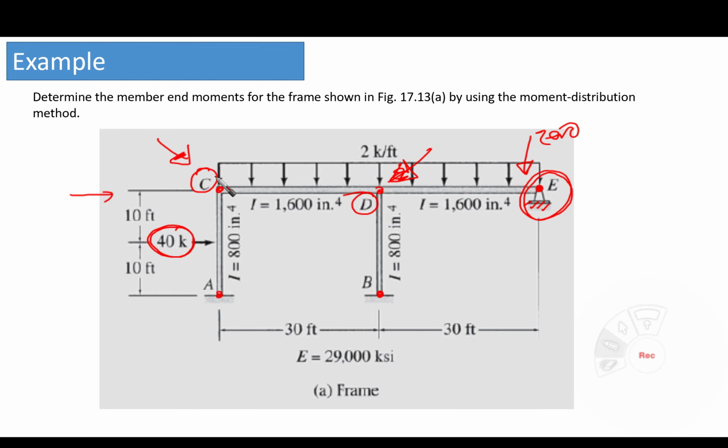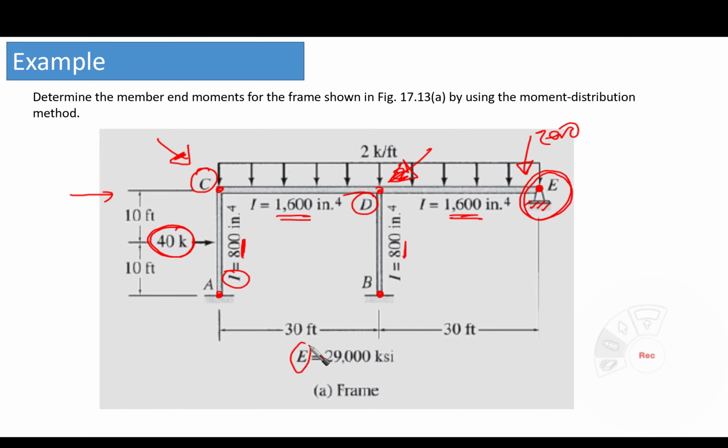Okay, so now we have everything known. I just want to remind that we have AC inertia. It is 800 inch to the power 4, similar to BD. However, the girders are double the columns. Okay, so here we have 800. The girders are 1600. Okay, so that's important to highlight because it will contribute to the moment distribution factors.